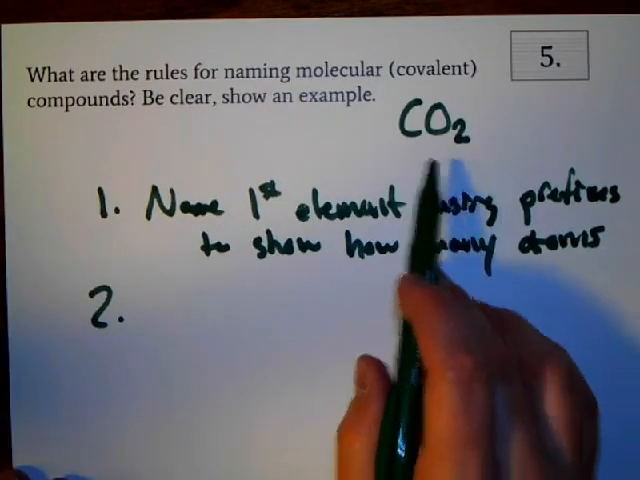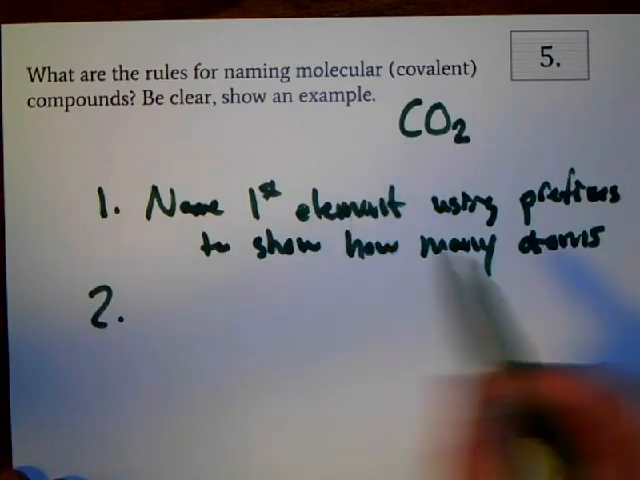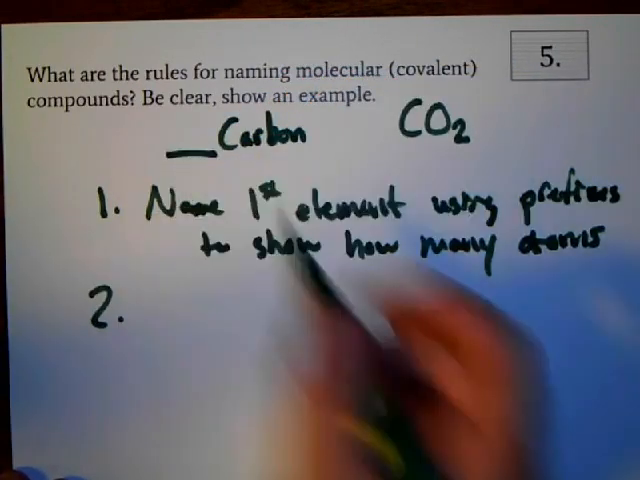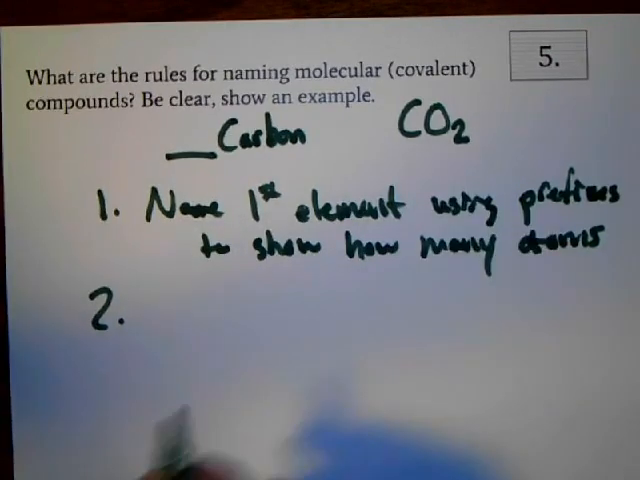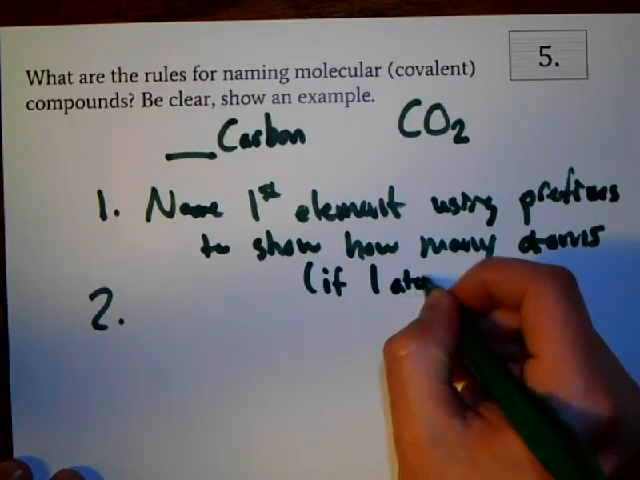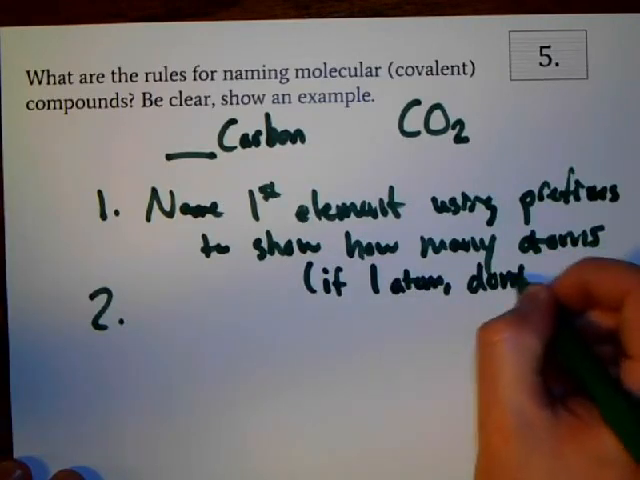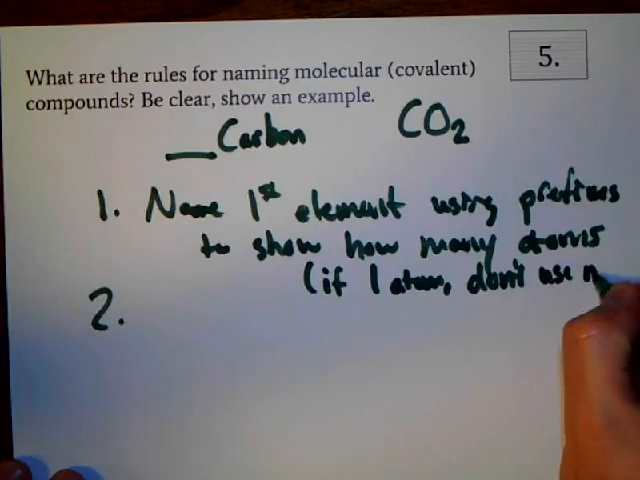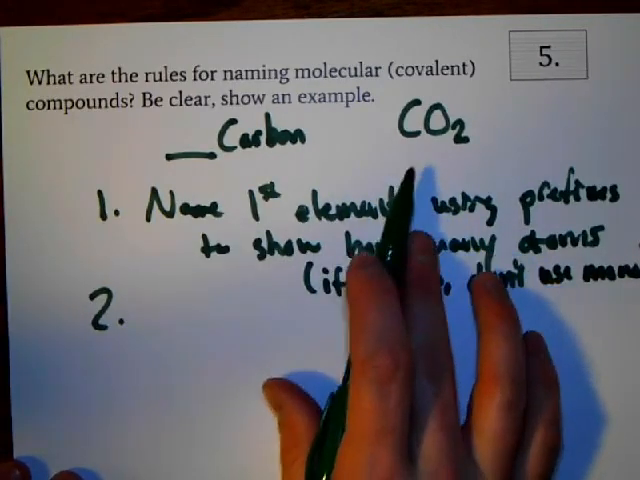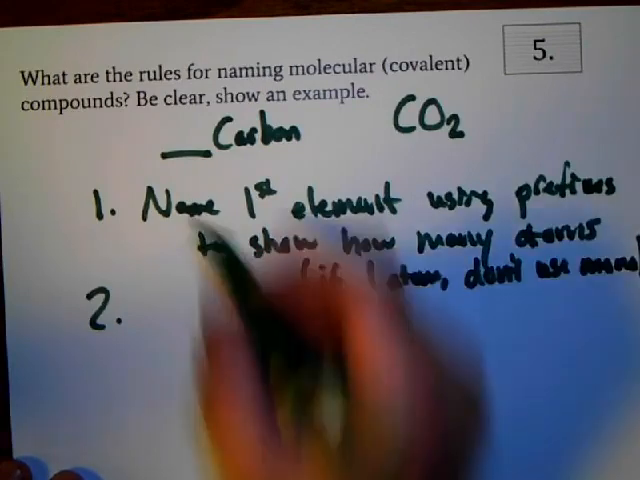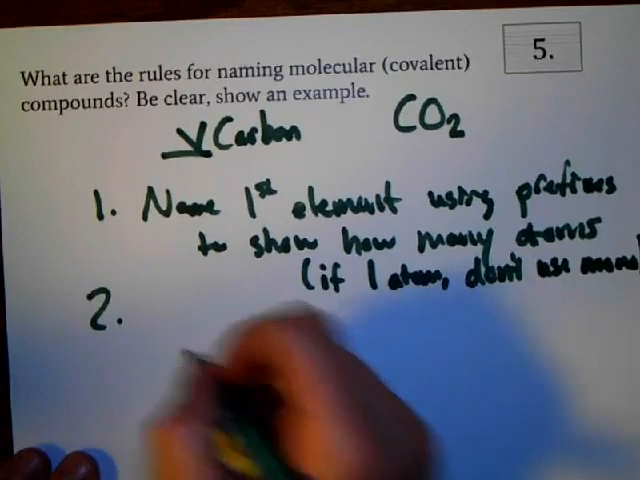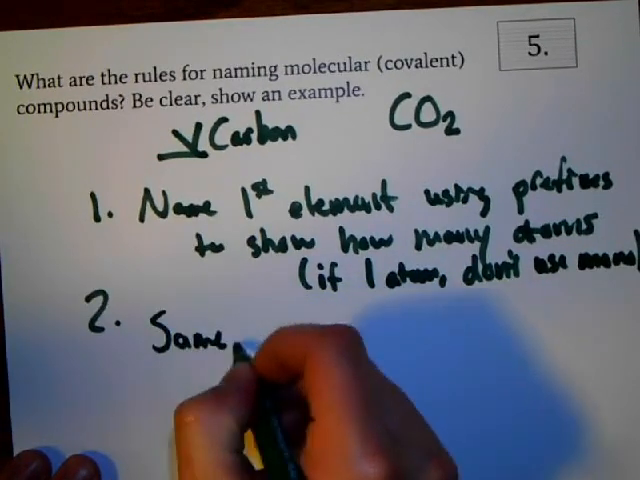So in this first example here, we have carbon. So we would just literally say the word carbon, and we would put in front of it the prefix that shows how many atoms. Our one exception here is if there's just one atom, we don't use mono for this first one. Just for this first element here. So because it's carbon by itself and we don't use mono, we just say that it's carbon, and then our second rule is we do the same.